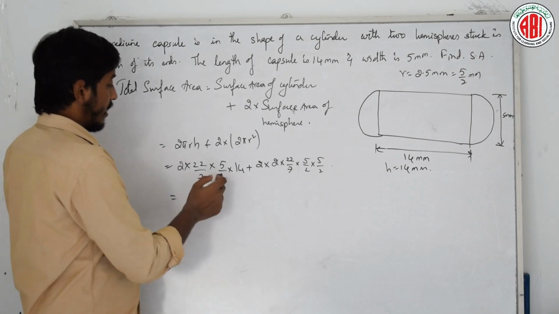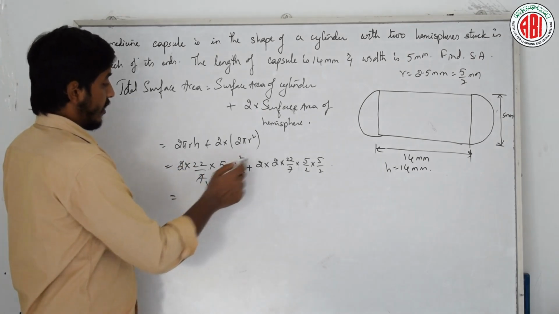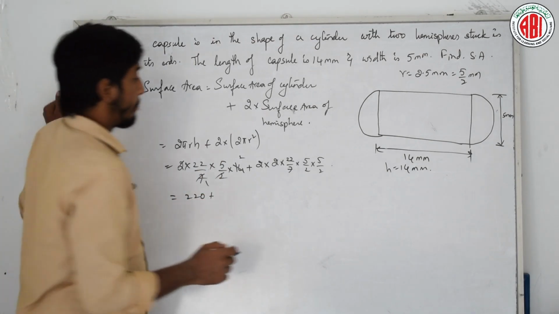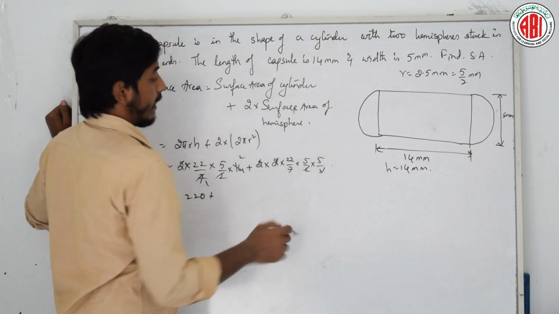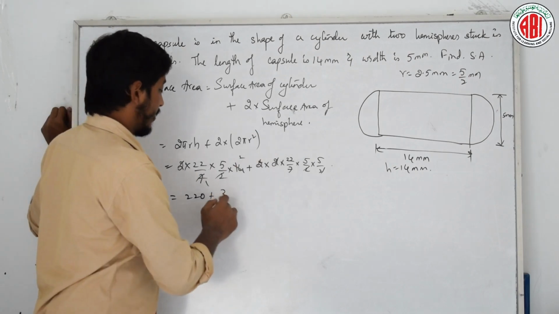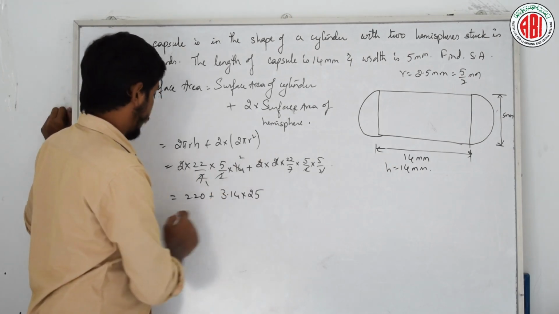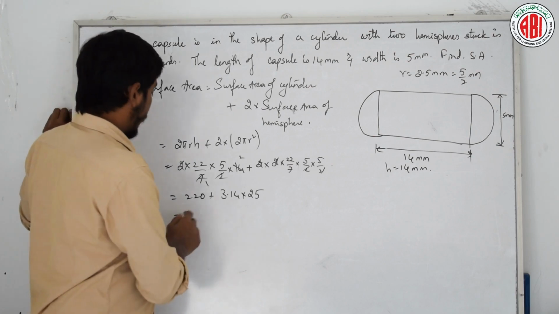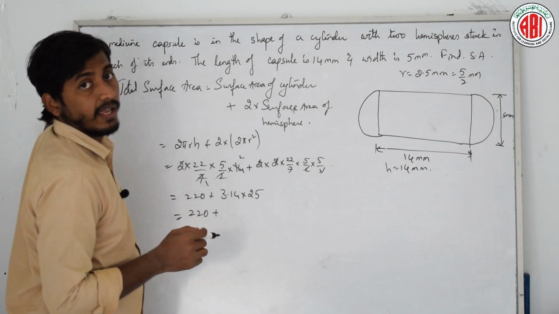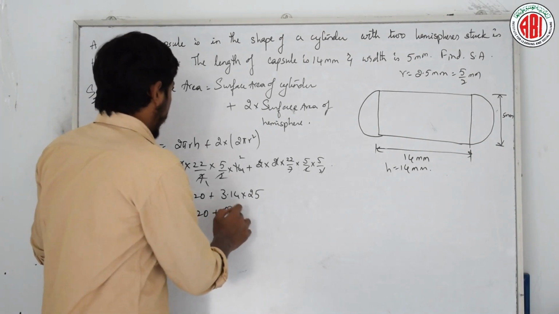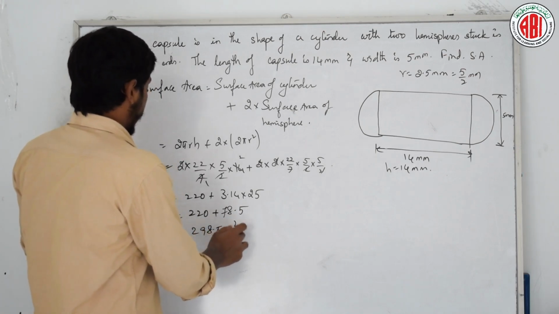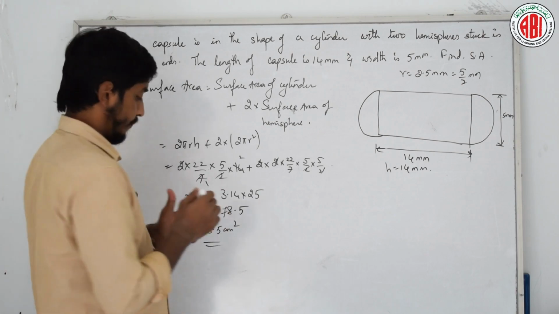Now see here, is there anything to cancel? 2 ones are 2, 2 2s are 7 ones are 7, 2 2s are. Now 22 into 10 is 220. Now see here, the 2s will get cancelled, and the next 22 into 5 into 5, that is, let us write as 3.14 into 25. Just multiply and tell me the answer. 220 plus, how much is 3.14 into 25? That is 78.5. Now tell me the answer. 298.5 centimeter square. Isn't it?